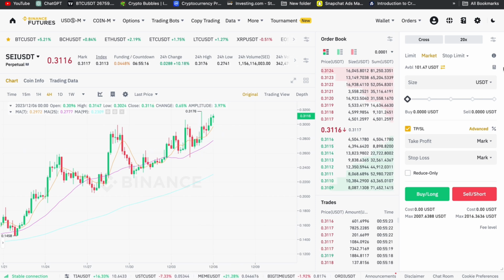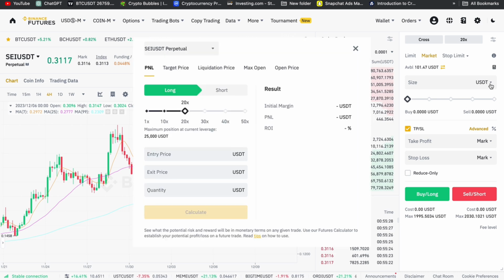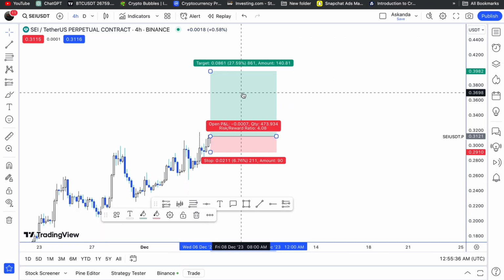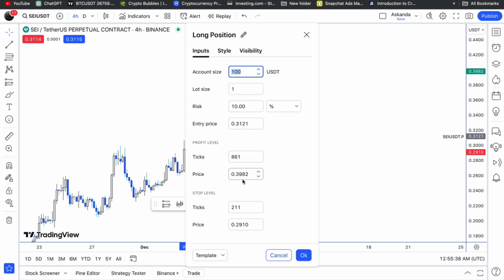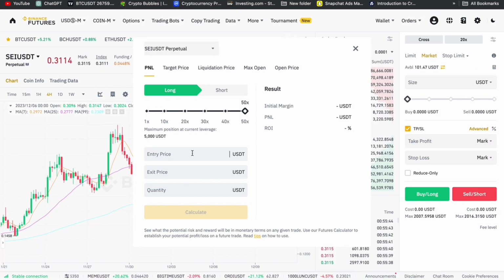So we'll now go to the calculator section at the right hand side corner, opposite the available balance. We'll make sure we increase our leverage to maximum leverage. So our entry point on C is, we'll double click again. We know our entry point to be 0.3121. So our entry is 0.3121.